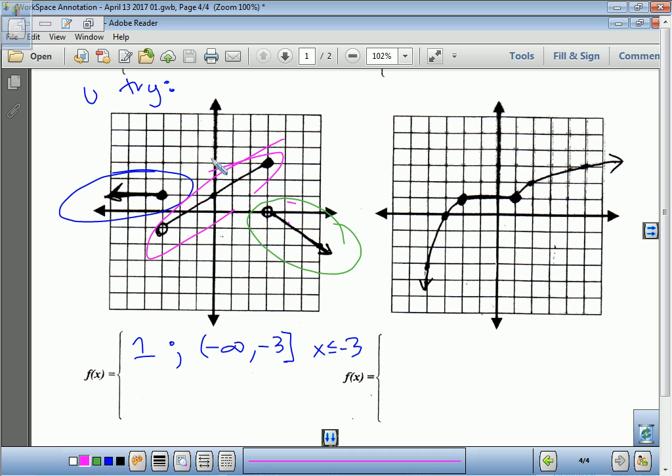This one is up 2 over 3, so it's 2/3 x. The y-intercept is 1. This is over the interval from negative 3 all the way to positive 3. Or you could write it as negative 3 is less than x is less than or equal to positive 3. And finally, the last one is down 2 over 3.